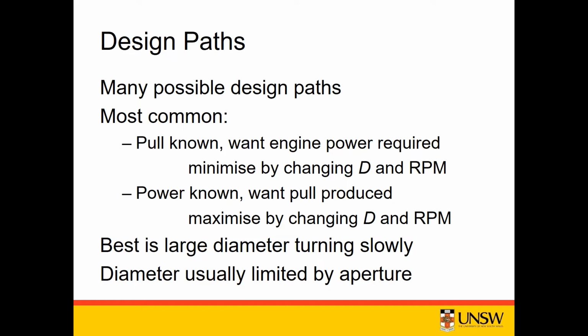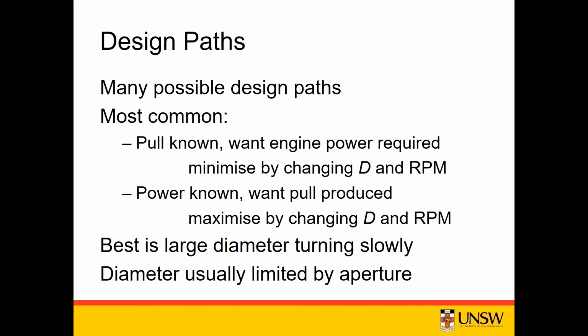The other one that you usually have is the power is known, but you want the pull that is produced by the propeller, and you want to maximize that by changing the diameter and the RPM. And the best is, of course, the largest diameter that you can fit on that vessel, turning as slowly as possible. And diameter is usually one of the limiting factors in the design of any propeller.